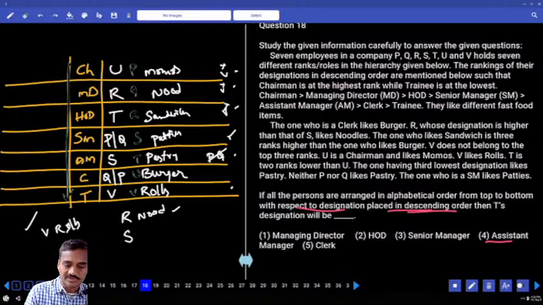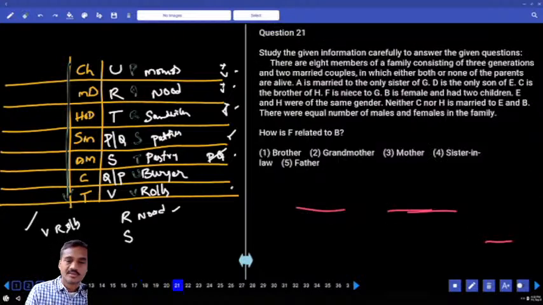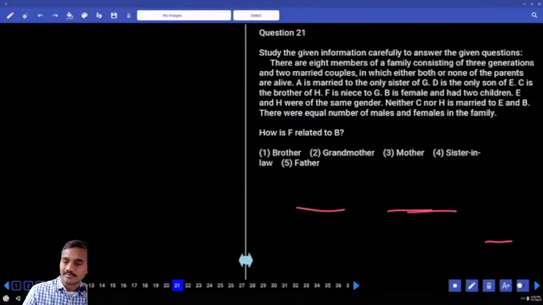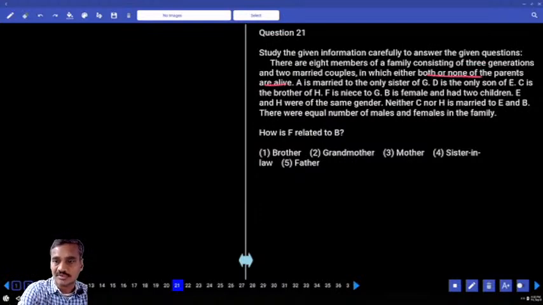Then the next one, 21 to 23. This is based on blood relations. There are 8 members of a family, 3 generations and 2 married couples, in which either both or none of the parents are alive.